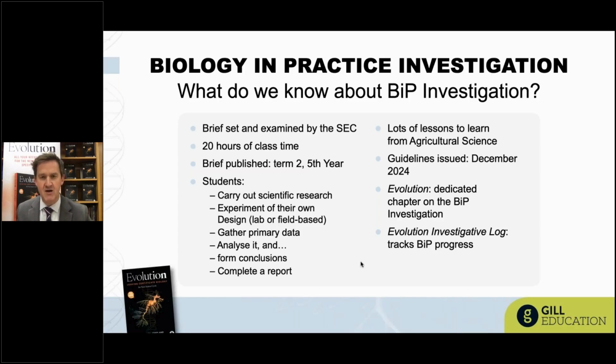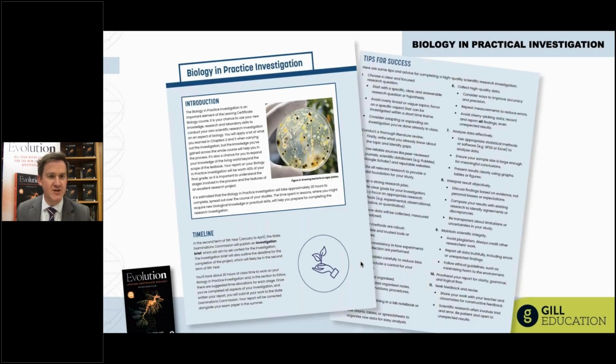And also within the investigative log, there's a dedicated space for students to keep track of their ideas, jot down their initial experimental procedures, maybe adapt them and reflect, basically log and reflect on the whole process as they go through it. So I think it'll be a really good addition for that too. Here are a couple of screenshots from our chapter on the biology practice investigation. It gives you a breakdown of what to expect, written in student-friendly language, and also provides tips for success. So I think we've tried to incorporate that very strongly within the package.